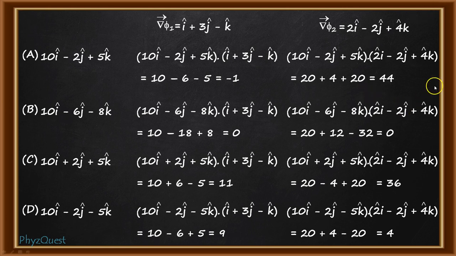So out of all these four options, only in the case of option B, when the dot product is taken with the first vector and the second vector, which are normal to both the surfaces, does the answer come out as 0 in both cases. That means this is the vector which lies along the line of intersection of both the planes. So the correct answer for this question is option B.